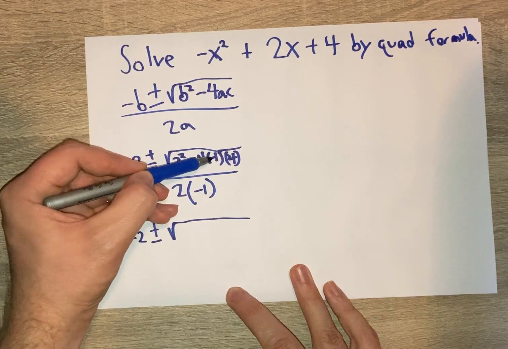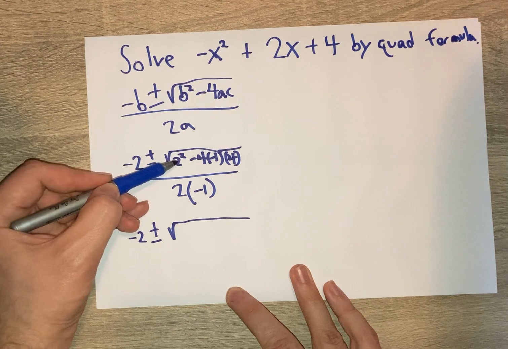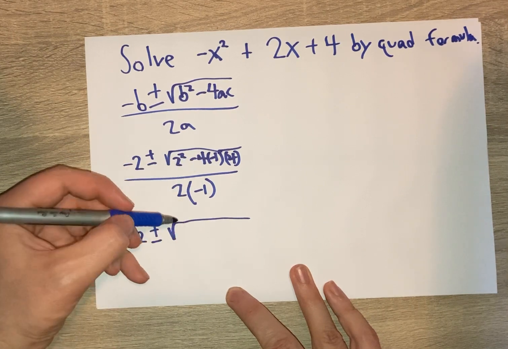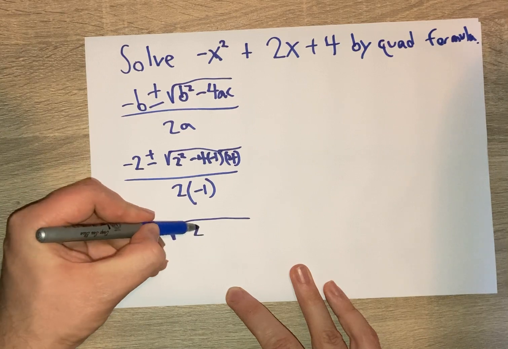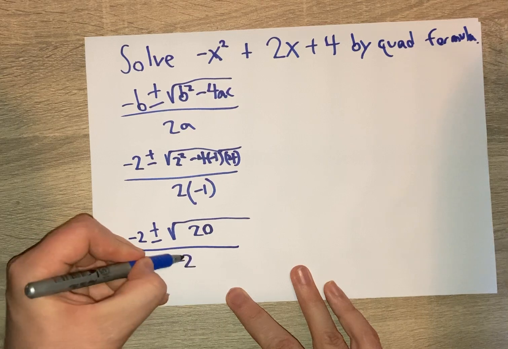So negative 4 times negative 1 is 4, times 4 is 16. 4 plus 16, right? Plus, because we have the two negatives. And we end up with 20, root 20, all over negative 2.